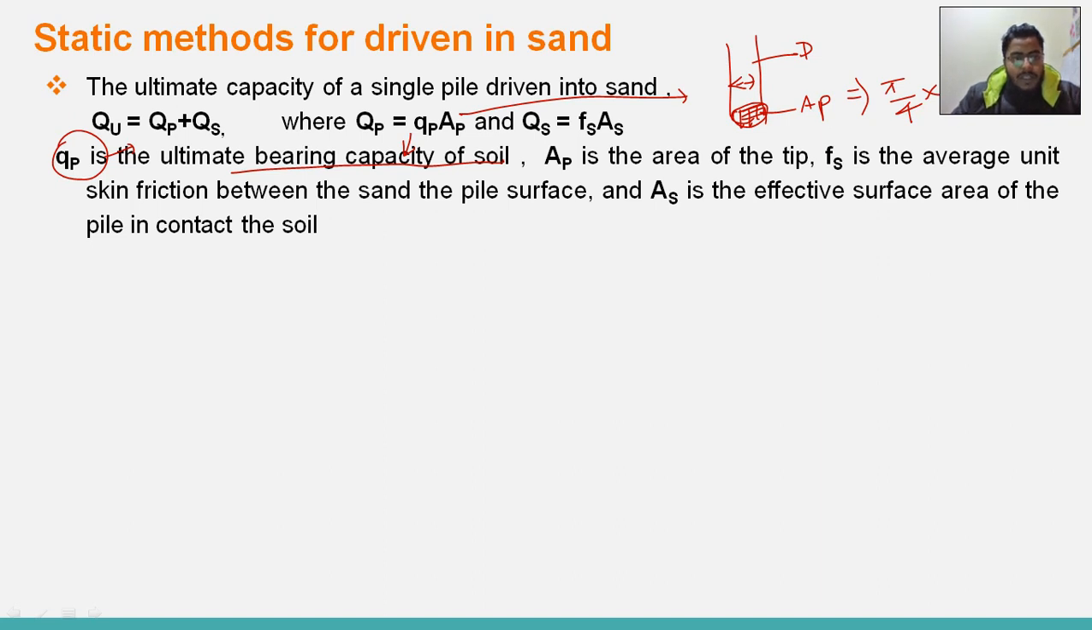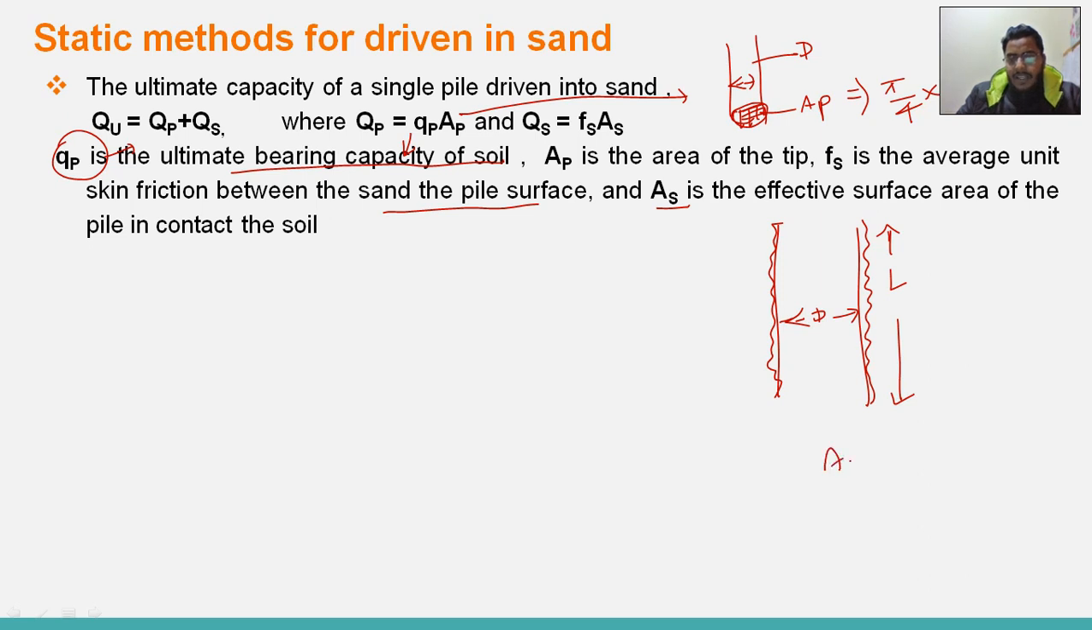fs is the average unit skin friction between the sand and pile surface. AS is the effective surface area of the pile in contact with the soil. Suppose this is the pile and diameter is D. The surface area would be this cylindrical. How can we calculate it? Suppose the length of the pile is L. We can write perimeter times length, so pi D into L. This will be the surface area.